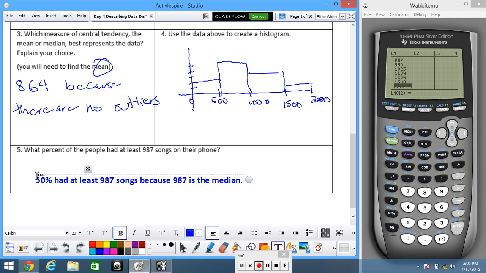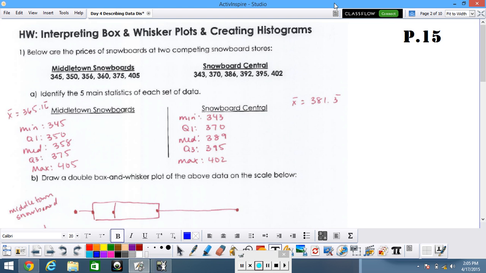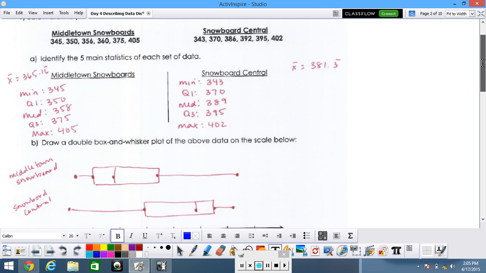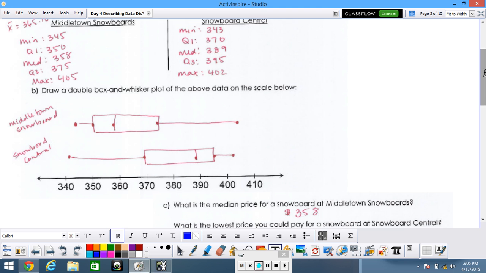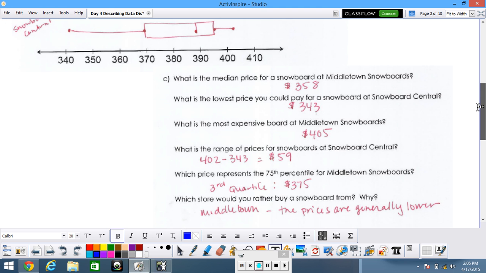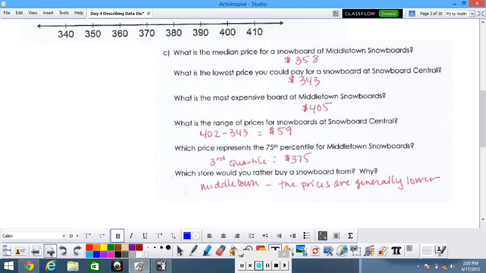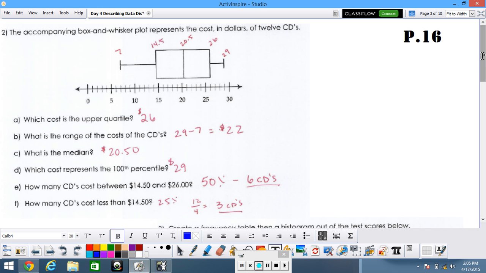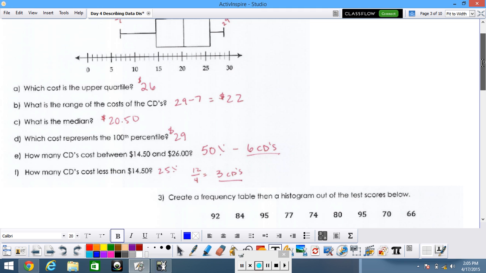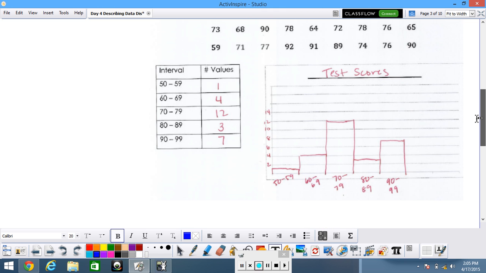Okay, so here are the answers to last night's homework. Go ahead and take a look at page 15. And you can go back and look at the video on your own later if you need to look at it more closely. And here is page 16. And again, I will text you this link and you can look at it later on your own if you need a little more time.